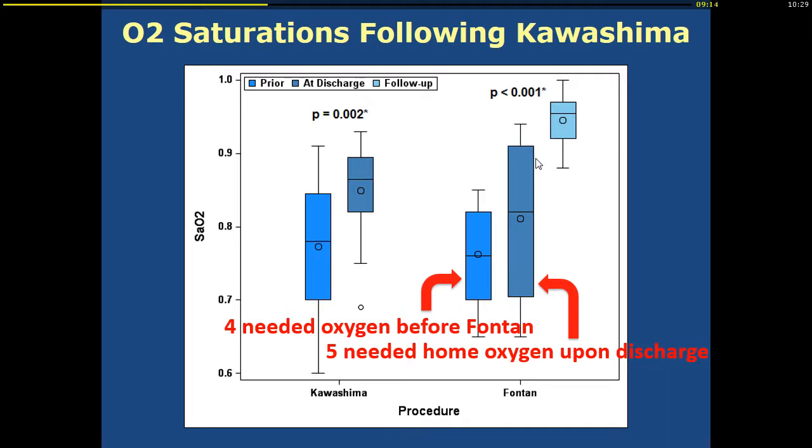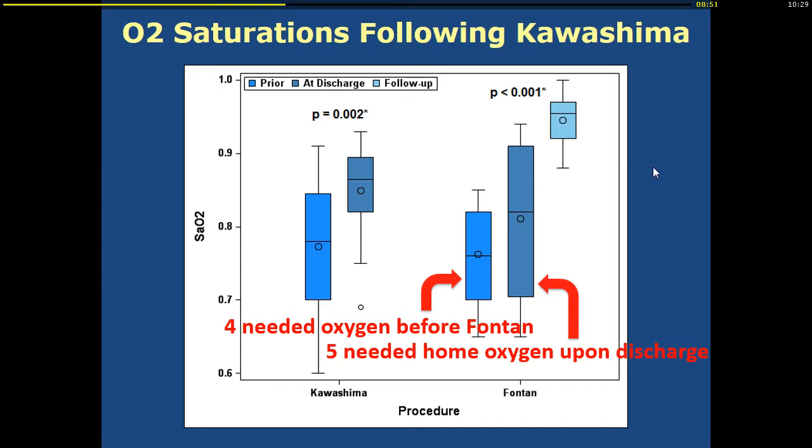However, what we found differently, you can see here, as compared to other series, is that the vast majority, within a few months, of those patients are all off oxygen. The saturation is on average about 95%, and only a couple of patients are in the 88 range.